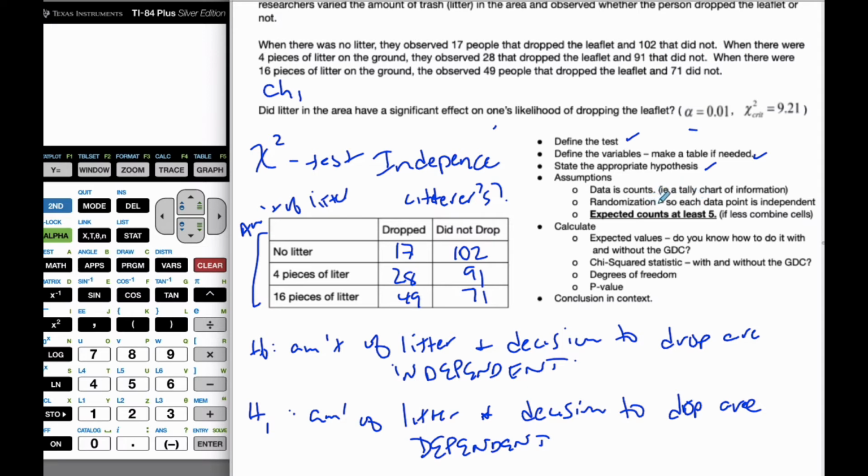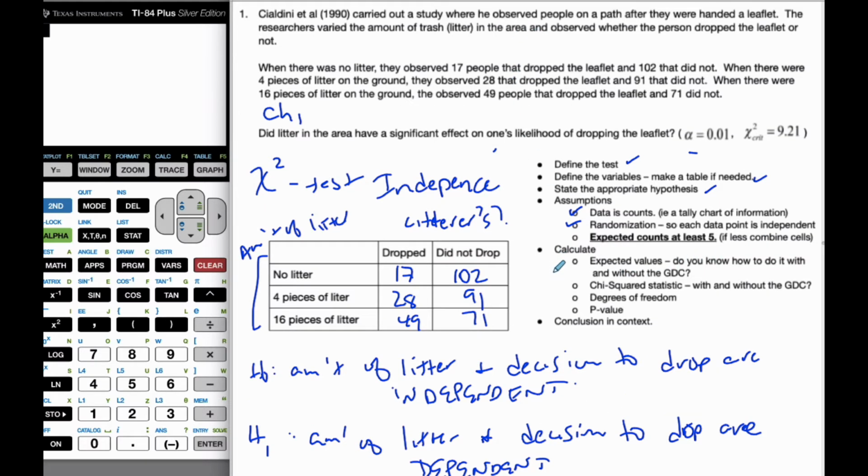We have to have randomization, so each data point is independent, and the expected counts must be at least 5, and we're going to talk about that in a bit. If it's less, we're going to combine. And so we know these 2 are good. We do not know this last one yet. We have to figure out our expected counts as we go forward.